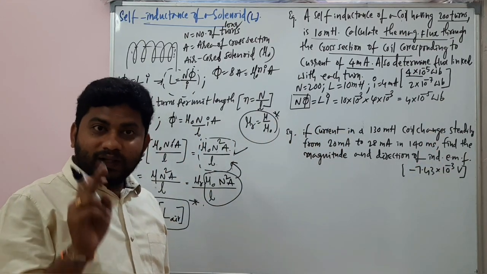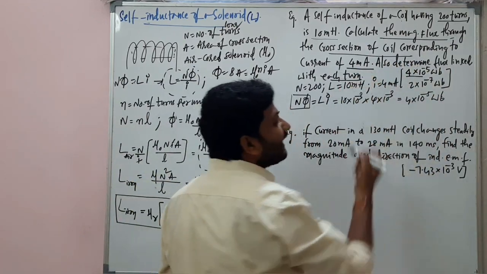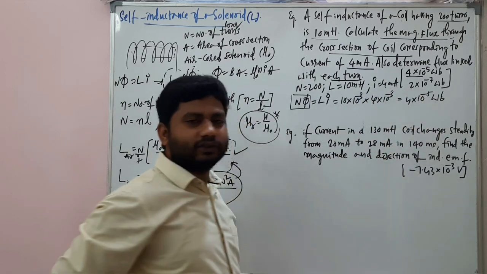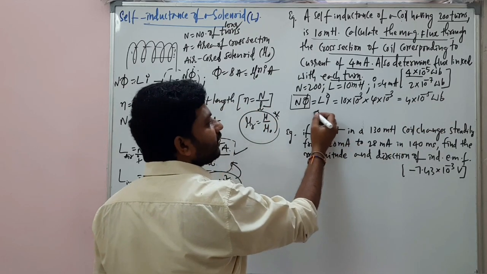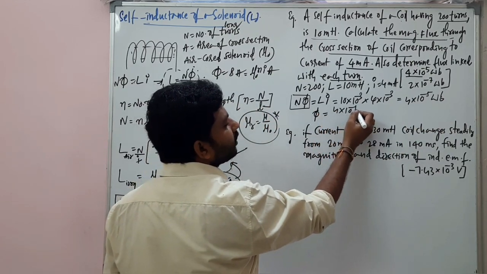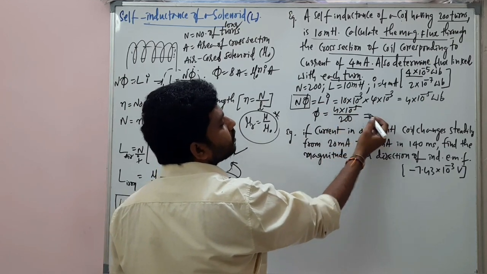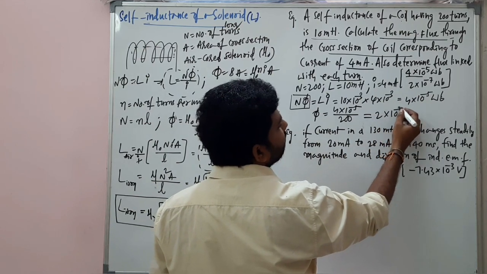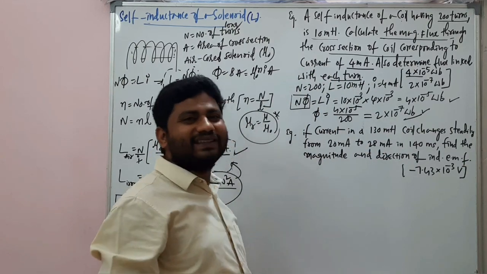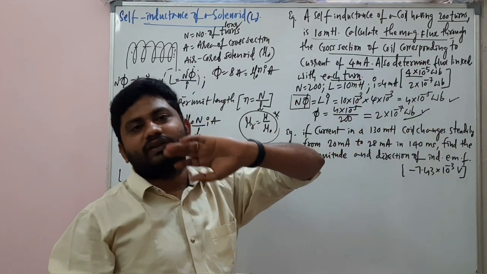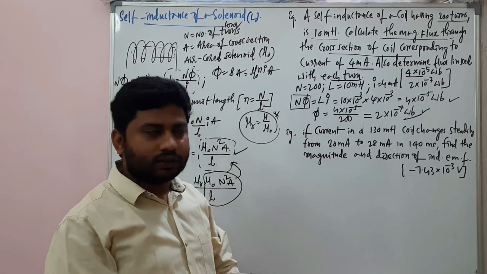Now they are also asking to determine the flux linked with each turn. This is for the total number of turns. For each turn, how do you get it? N phi is equal to 4 into 10 raised to minus 5, so we need phi value, which is 4 into 10 raised to minus 5 divided by the number of turns. How many turns? It's 200. So you get the answer 2 into 10 raised to minus 7 Weber. This is the flux associated with each turn, and this is the total flux associated with the coil. Clear? Let's have a look at the other question.